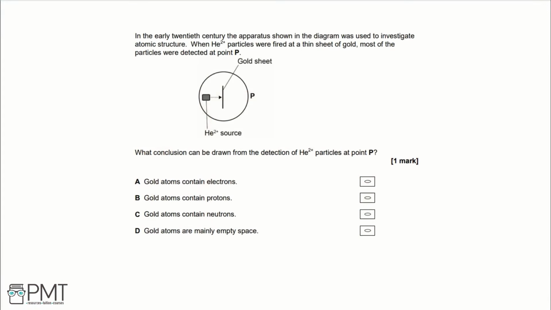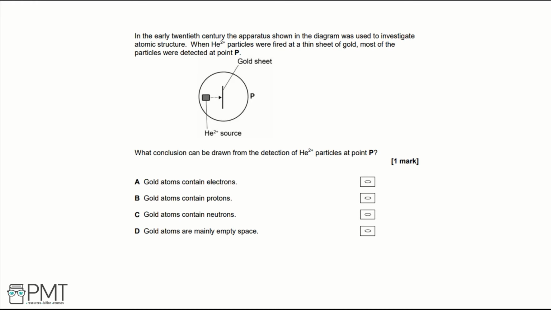In the early 20th century, the apparatus shown in the diagram was used to investigate atomic structure. When helium-2+ particles were fired at a thin sheet of gold, most of the particles were detected at point P. What conclusion can be drawn from the detection of helium-2+ particles at point P? A. Gold atoms contain electrons. B. Gold atoms contain protons. C. Gold atoms contain neutrons. Or D. Gold atoms are mainly empty space.